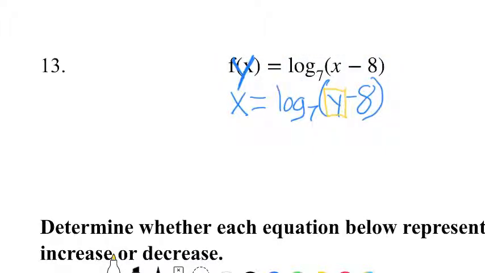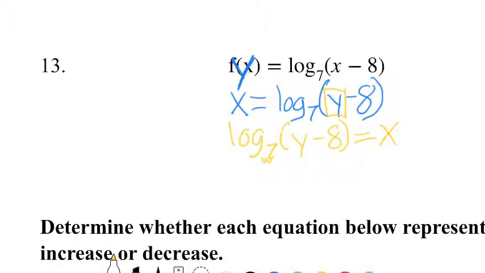Y needs to get by itself. This negative 8 is attached to the log. Those parentheses prevent us from just adding 8 and getting rid of it and putting it on the other side. So we've got to deal with this log before we can deal with the 8. So we have log base 7 of y minus 8 equals x. We're putting it in order just so it looks like we're used to.